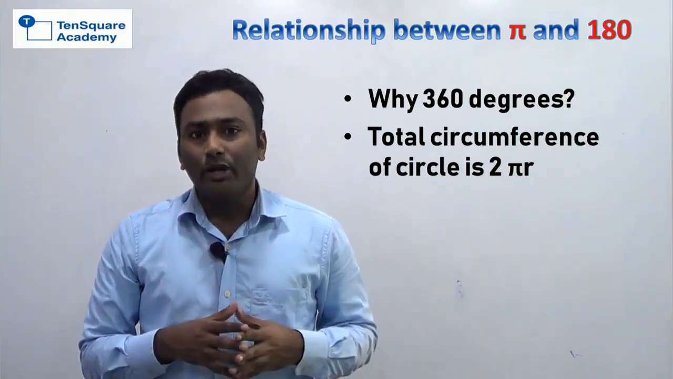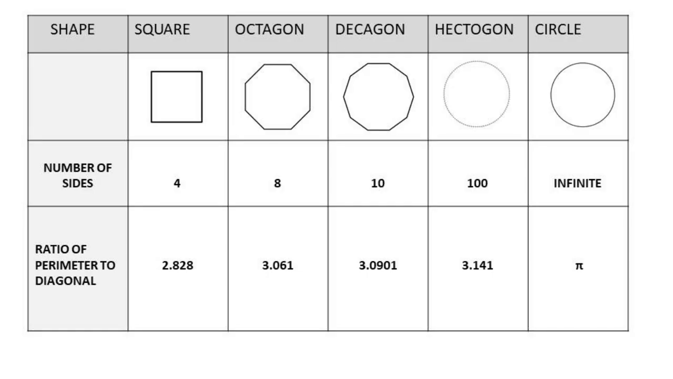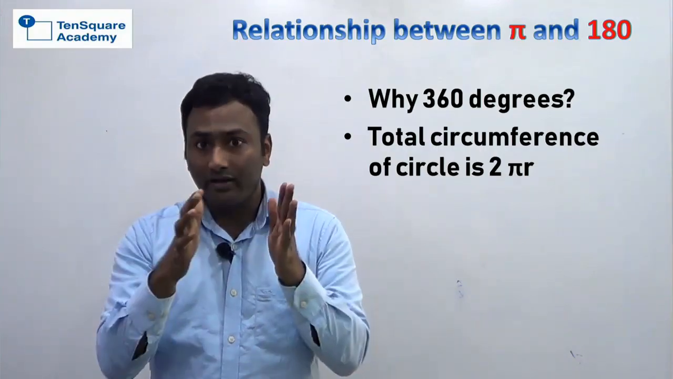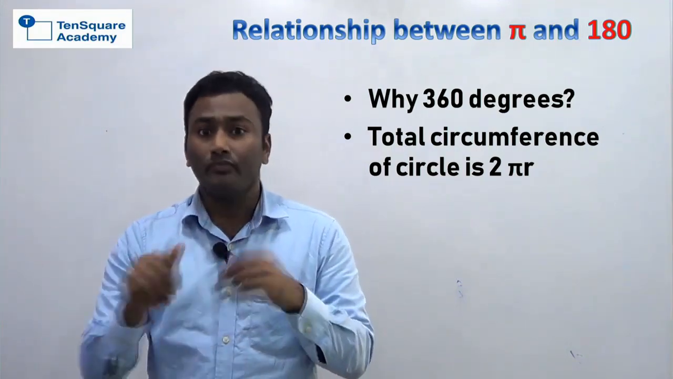Hello, in this video we shall see what is the relationship between pi and 180. Just summarizing: pi is the ratio of the circumference of a circle to its diameter, and we also saw so many figures and how the ratio converges to pi.